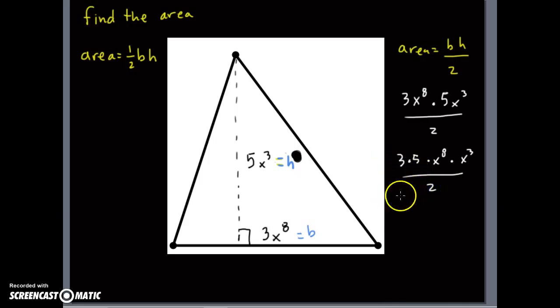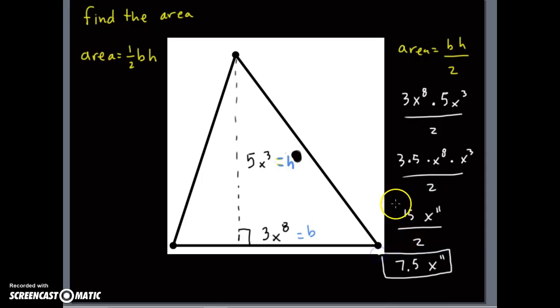Now we can multiply 3 times 5 is 15. X is being multiplied 8 times here, 3 times here. How many times total? We're going to add up the exponents to get 11. And then we are going to divide by 2. So 15 divided by 2 is 7.5. I know that because I used the calculator. 7.5x to the 11th would be our final answer.